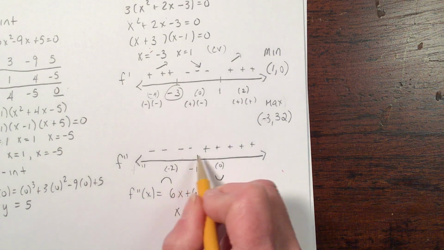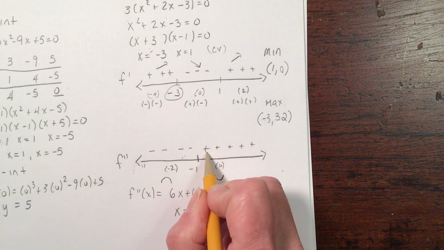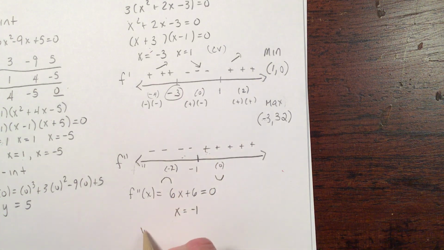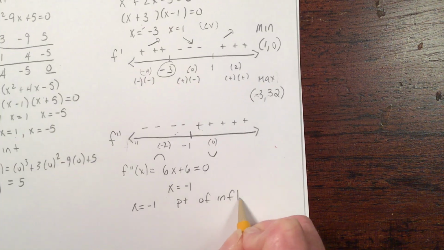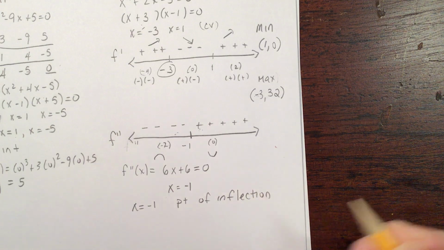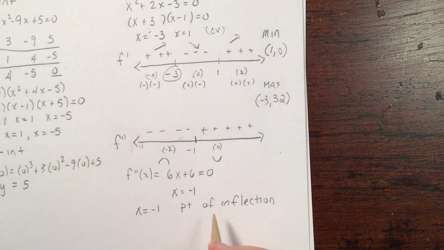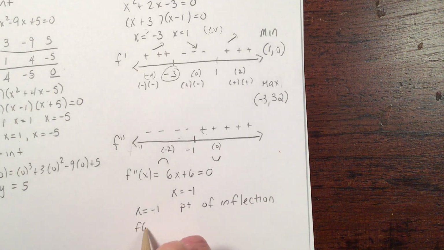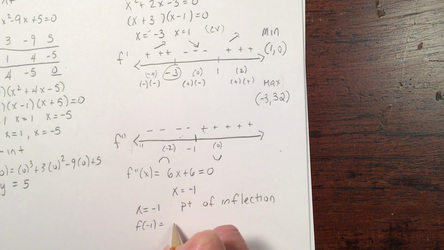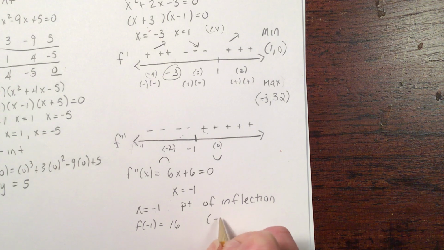And since my curve changes concavity, this means that at x equals -1, I'm going to have a point of inflection. Now to find that point of inflection, we're going to plug -1, once again, into our original function, and we should get 16. So my point of inflection is at -1, 16.